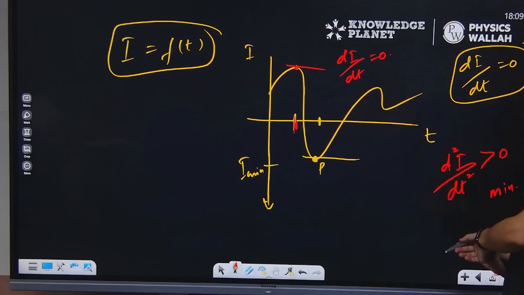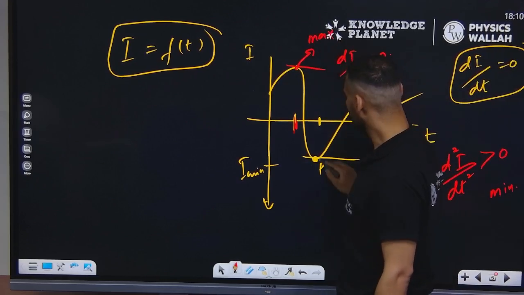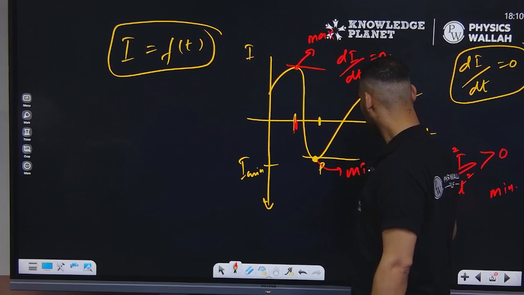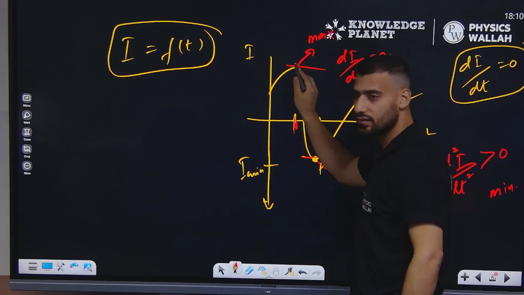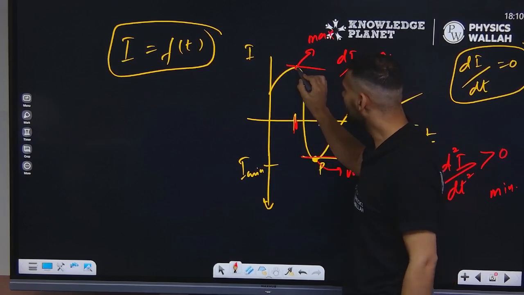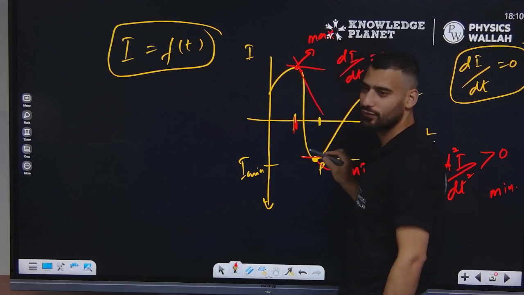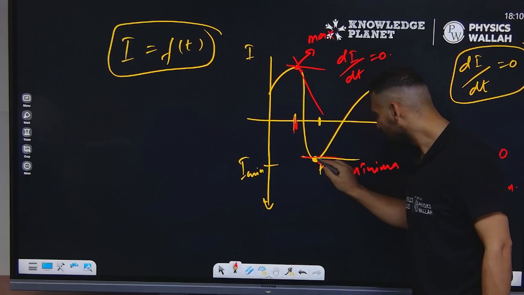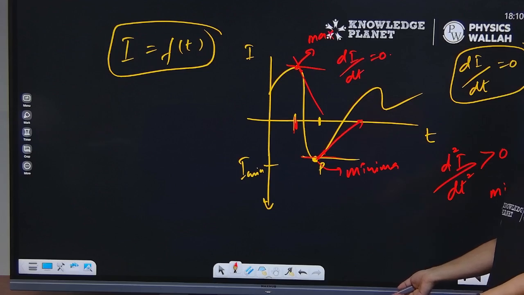If it is negative, then it is maximum. See, this is the maxima, right? This is the minimum. Why? Understand. Slope at both the points is 0. Immediately after this point, slope is decreasing, right? Double derivative is negative. Immediately after this point, the slope is increasing. Double derivative is positive. Is that fine?